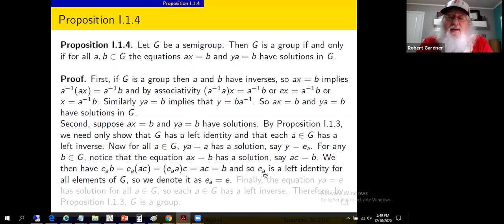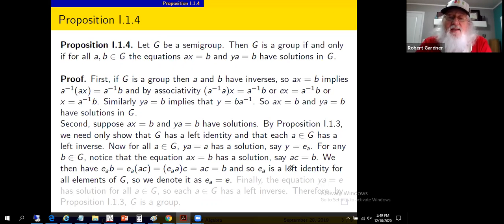That E sub A that was a left identity for element A is a left identity for everything. B was an arbitrary element. We multiplied on the left by this E sub A, and we got B back out. That's what a left identity is. Actually, let's change the notation a little bit, and let's denote E sub A simply as E, since it's a left identity for all elements. Okay, so we got the left identity stuff.